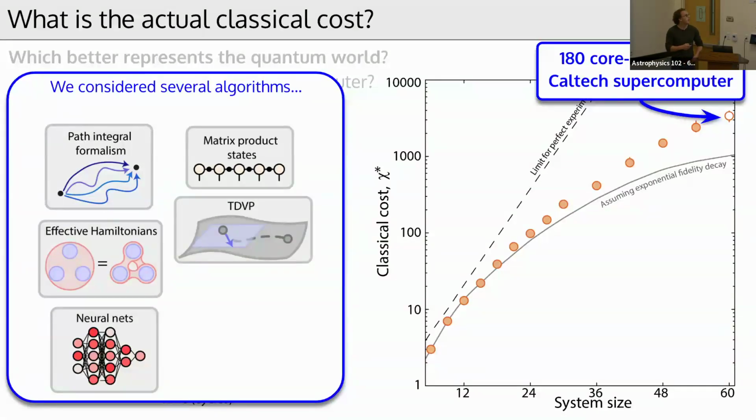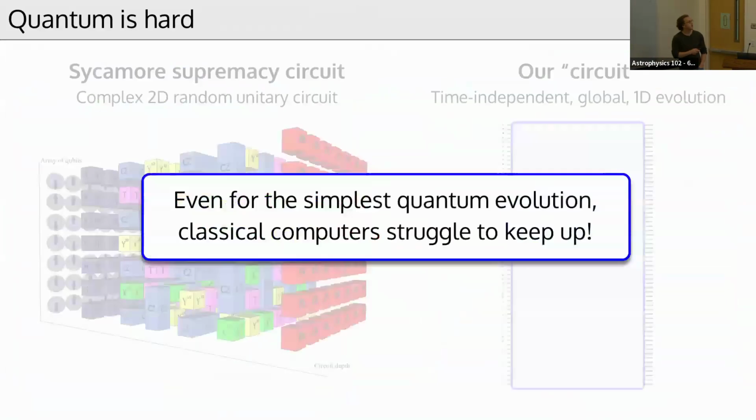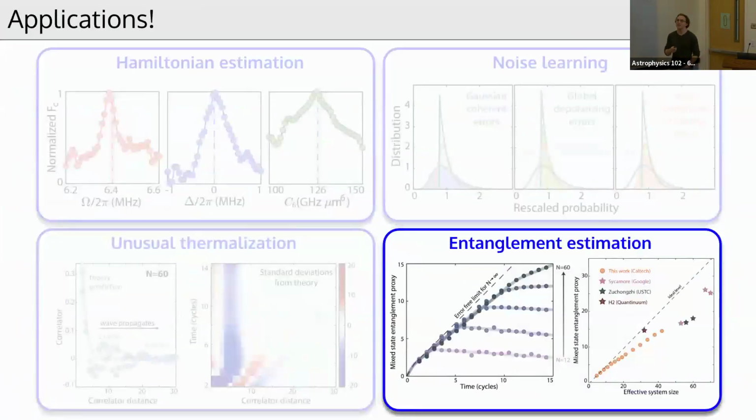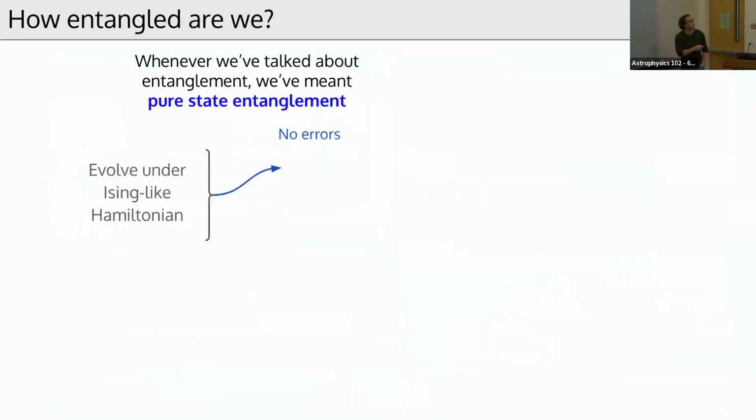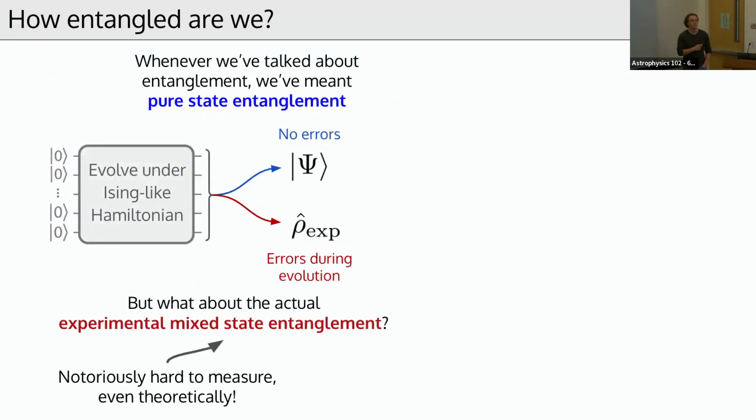Okay, great. Applications. So let's assume now that we can measure fidelity. What is that good for? Well, the first thing that we can do with the fidelity is we can actually look at estimating the actual mixed state entanglement of the system. What do I mean by that? Whenever we talk about entanglement during this talk, I've been talking about pure state entanglement, the entanglement of this state psi. But of course, the state we actually produce in the experiment is this noisy mixed state rho experimental. And generically, the entanglement between these two things will not be the same.